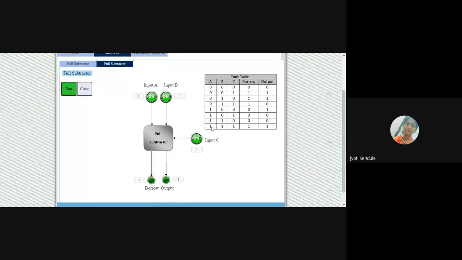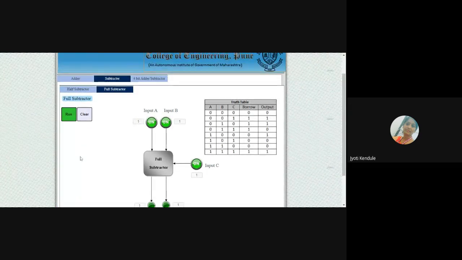We can verify. Okay, A minus B, 1 minus 1 what will come? 0. Borrow 1. Okay. Then that 1 minus 1. 1 minus 1, what will come? Borrow 1 and output will be 1, right? So here it is 1 and 1 is there. So if I give A, B, C as 1, 1, 1, I'm getting the borrow 1. Okay. So here it is. Input A is 1, B is 1, and the C is 1. It will run this. I'm getting the output 1. In this way, you can take any combination for this.